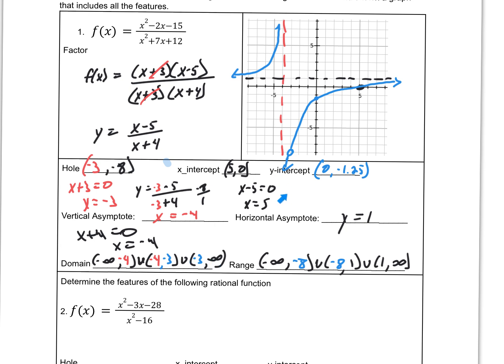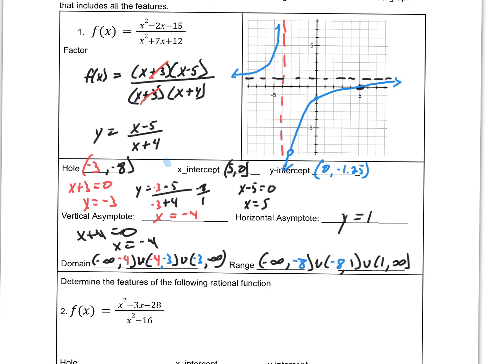The range is the same. We come from negative infinity up to our hole, which is at negative 8. Then from negative 8, we have all real numbers except for when we get to 1, which is our horizontal asymptote, and then from 1 to, technically, positive infinity. So that's how you identify the domain and range.